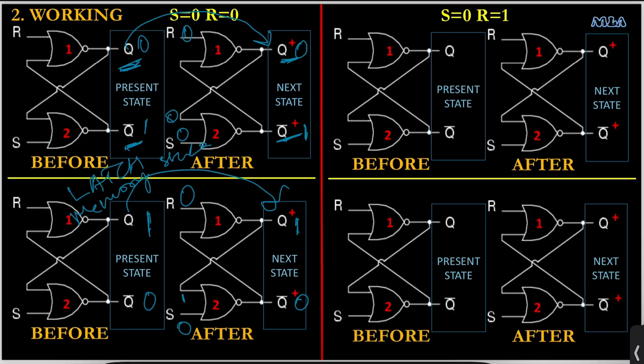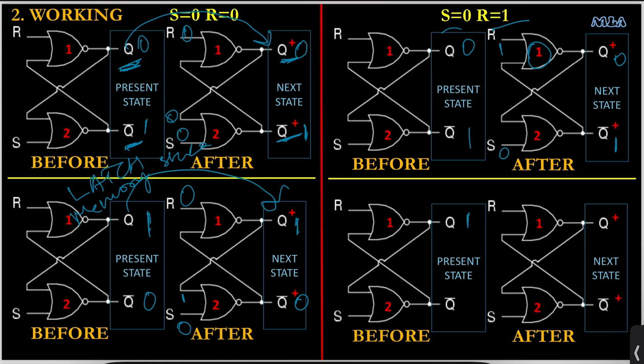So in the second part, we are considering the combination S equal to 0, R equal to 1. Again, we are doing the discussion in two segments. So for the first segment, I'll consider Q to be 0, Q bar to be 1. Now with this, let us try to apply S 0, R 1 and see what will be the output. Now, one of the inputs to gate number 1 is 1. So hence Q plus will be 0. And both the inputs to gate number 2 are 0. So Q bar plus will be 1.